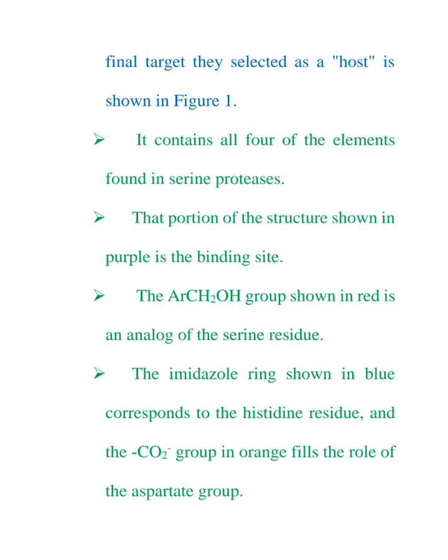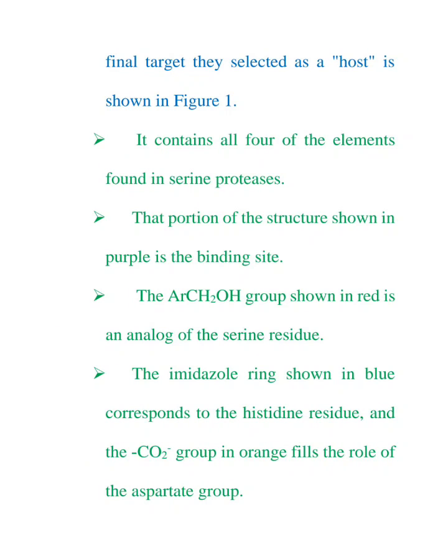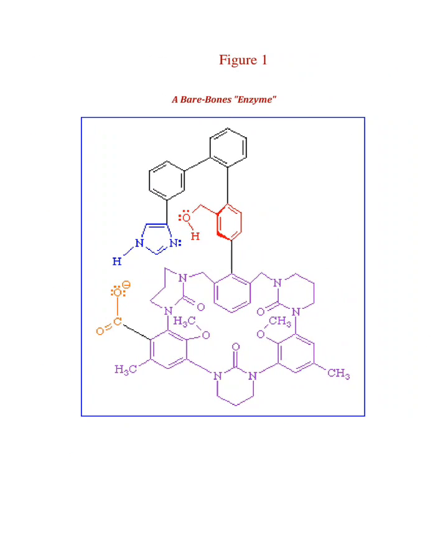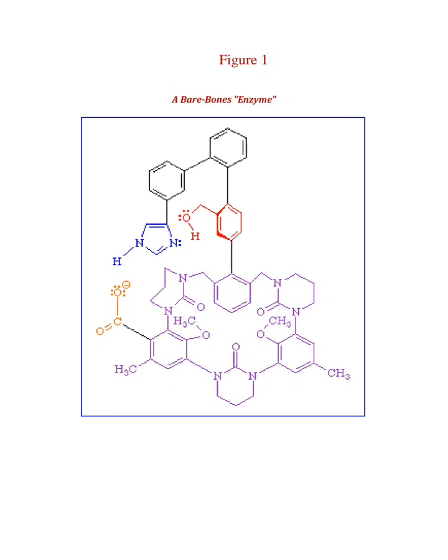The final target they selected as a host is shown in figure 1. It contains all 4 of the elements found in serine proteases. That portion of the structure shown in purple is the binding site. The ArCH2OH group shown in red is an analog of the serine residue.